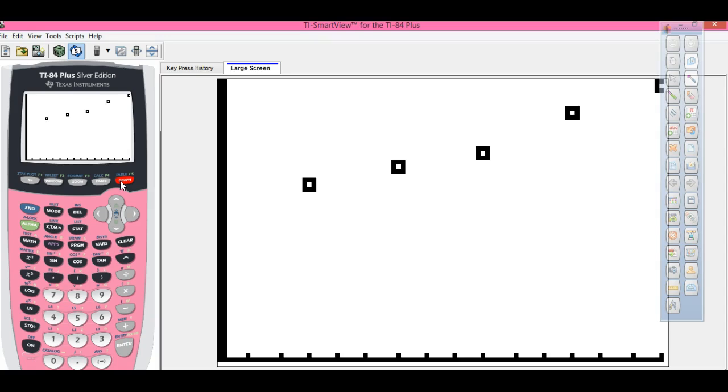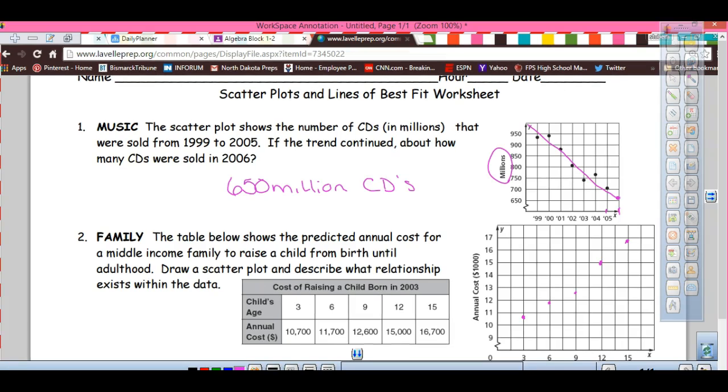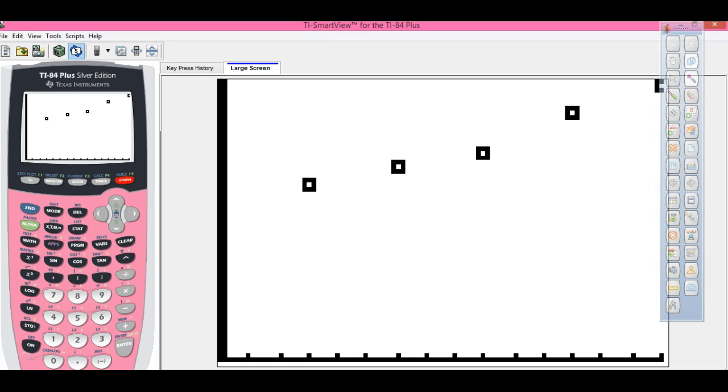Does that look like your scatter plot? It doesn't? Doesn't look like the one that you graphed? Okay, it should look pretty much exactly like what we graphed right here. Okay, did I not graph that? I know I did. What we graphed right there, it should look pretty much the same. Okay, then you did something wrong.